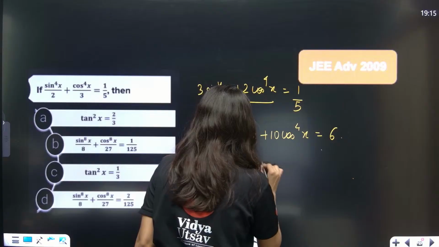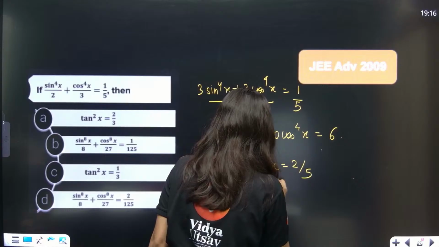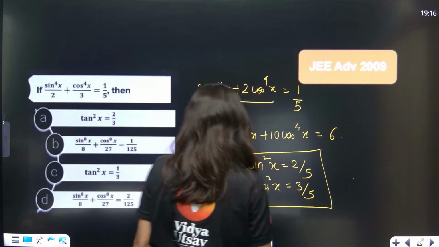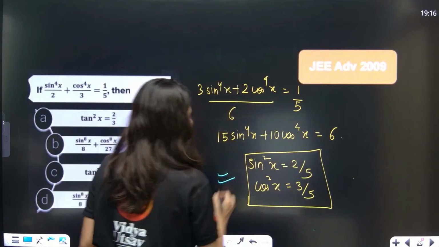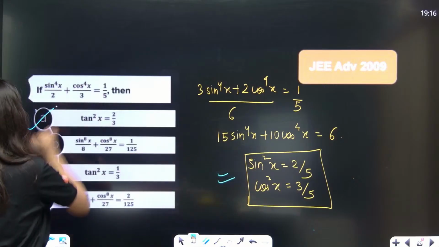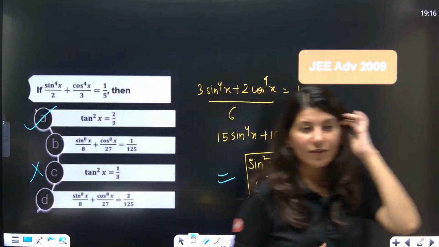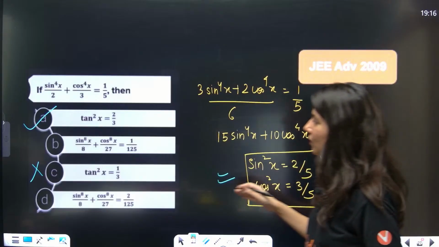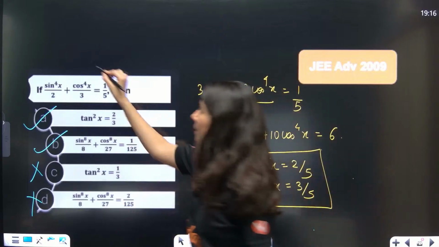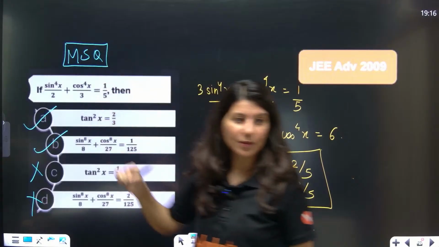Now, sin square x, from here if you solve it, you will get 2 by 5, and cos square x, if you solve it, it is 3 by 5. So now tan square x will be 2 by 3. Option A will be right, option C will be wrong. And similarly, if you plug in the value of sin square x and cos square x over here, option B will be correct and D will be wrong. This was a multi-select MSQ problem over here.